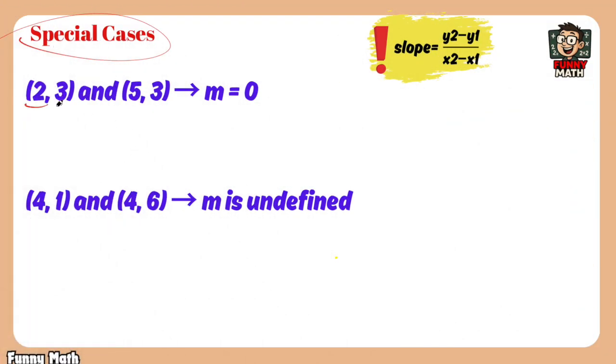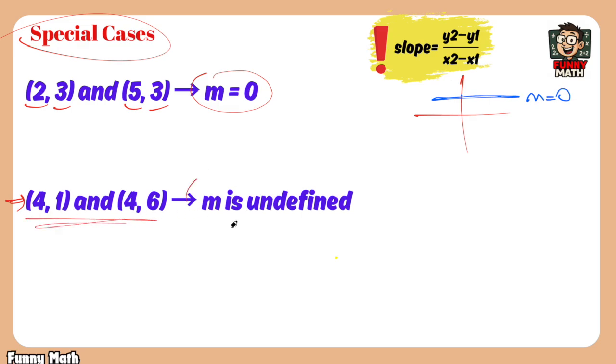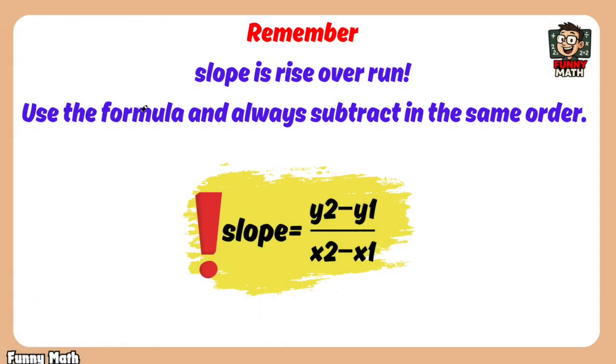Special cases. The points 2, 3, and 5, 3: m equals 0. That's a horizontal line. The points 4, 1, and 4, 6: m is undefined. That's a vertical line. Quick summary. Remember, slope is rise over run.